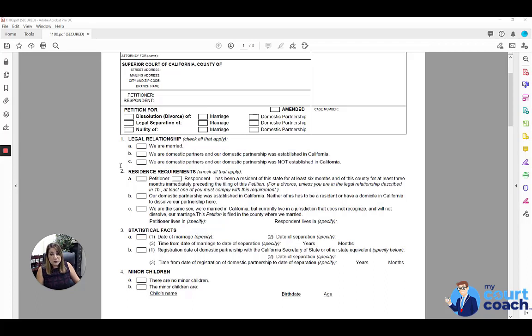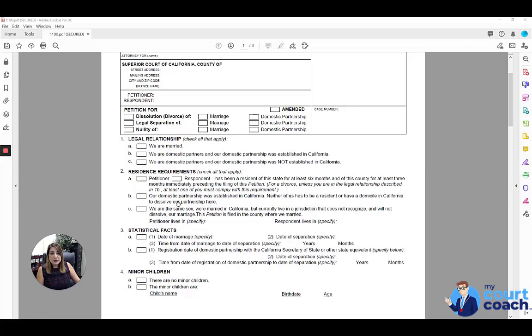If you're filing for a divorce, you need to have been a resident of the state of California for at least 6 months prior to filing, and a resident of the county in which you're filing for at least 3 months prior to filing. So if you meet those residency requirements, you can mark box 2A and identify whether it is the petitioner or respondent that meets those requirements. If it's both of you, you can mark both boxes. If it's a legal separation, you do not need to meet those residence requirements, and you can leave this blank.